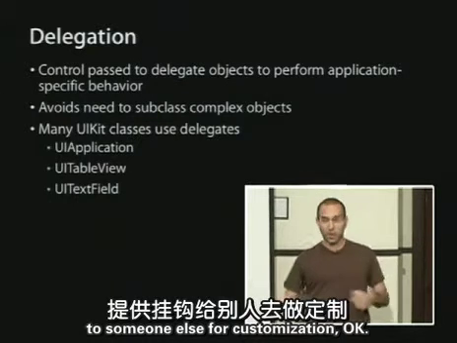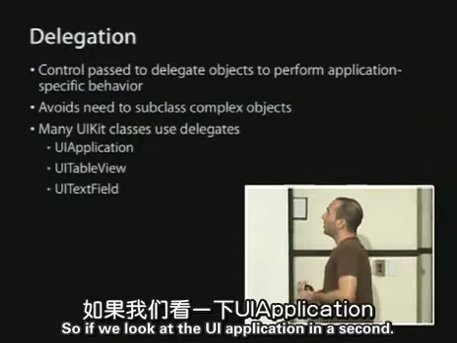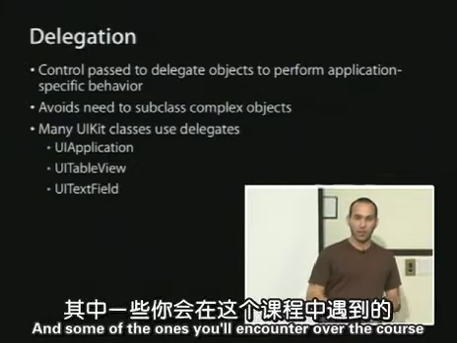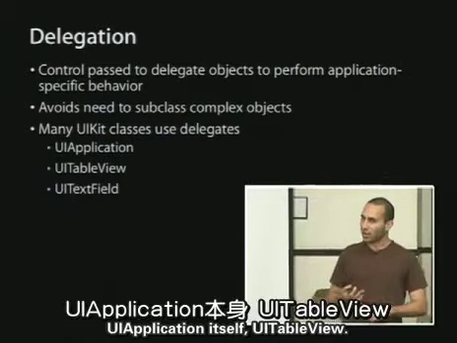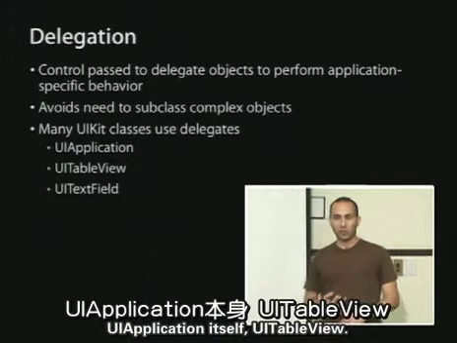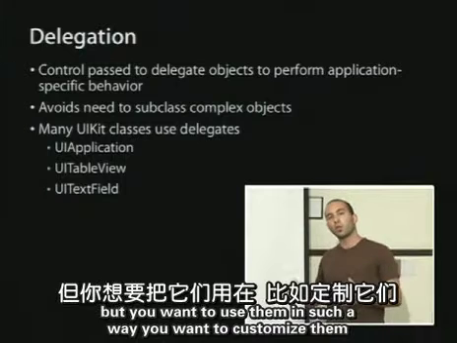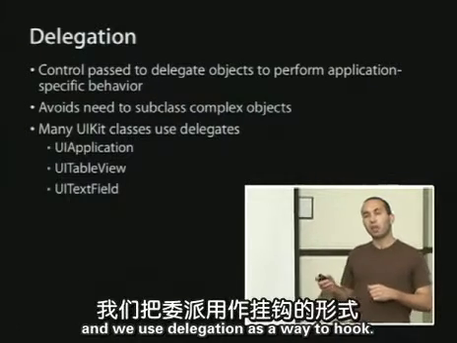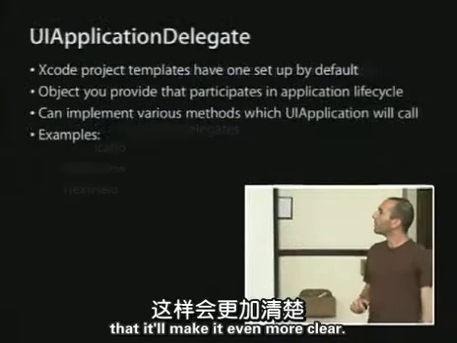for customization. Okay, so we'll look at the UI application in a second, but it avoids having to subclass very complex objects. And some of the ones you'll encounter over the course of this class are UI text field, UI application itself, UI table view. These are objects, classes that you don't want to mess with, but you want to use them in such a way that you want to customize them. And we use delegation as a way to hook. I'll show you a little demo in a little bit that'll make it a little more clear.